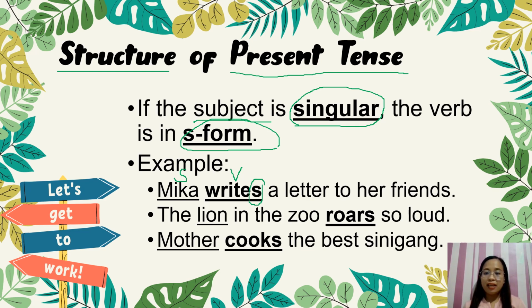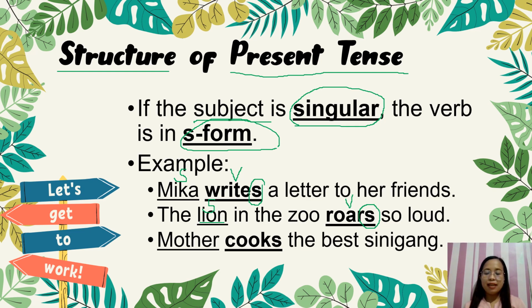The lion in the zoo roars so loud. Let's read it once more: The lion in the zoo roars so loud. What is the subject here? The subject is lion. How about the verb? Yes, the verb is roars. Did you see the S there? So therefore, if the subject lion is singular, the verb should have an S, or it should be in S form. You understand?